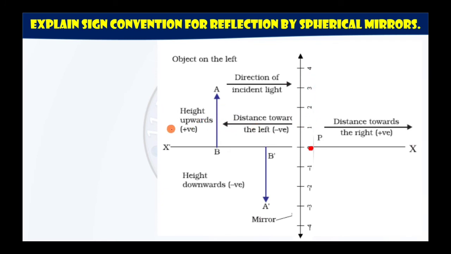So height of the object will be always positive. Height upwards will be always positive. And all the distances that you measure below this axis will be taken as negative. So height downwards will be taken negative. So I hope this is quite clear to you. All the distances will be measured from the pole.